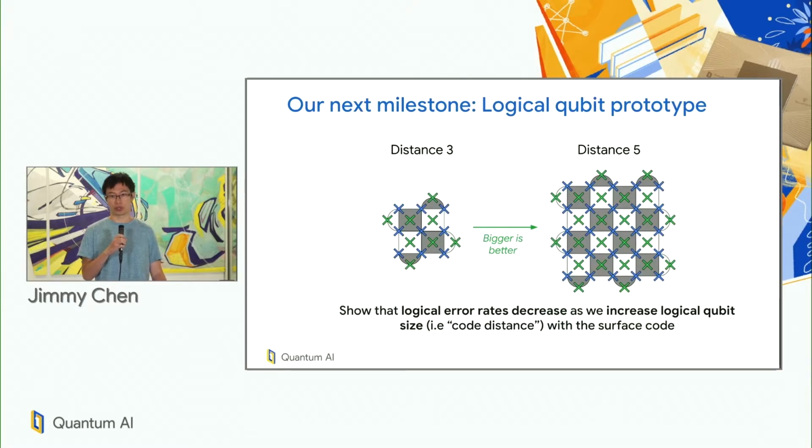As we heard from the hardware leads this morning, our next milestone is to demonstrate the fundamentals of quantum error correction. Specifically, we want to show that if we increase the size of a logical qubit, or in quantum error correction parlance, the code distance, we'll get a decrease in logical error rates with our preferred architecture, the surface code.